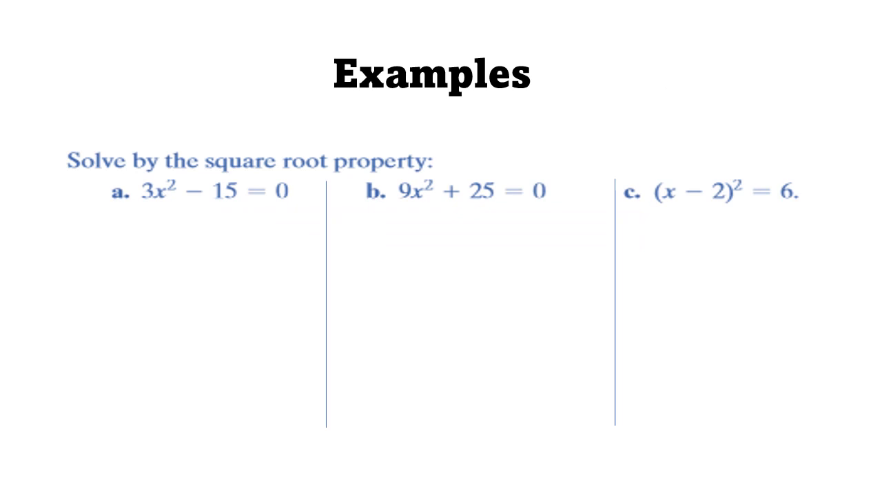So we need to solve using the square root property. So first of all, we're going to keep the variable on one side and the constant on the other side. Now we're going to divide by 3. Now x equals plus or minus square root of 5.